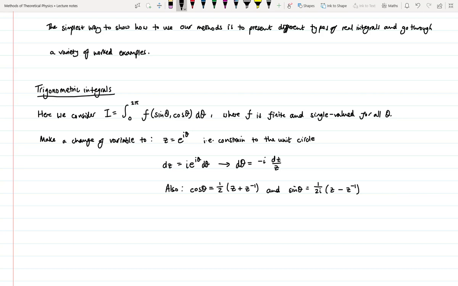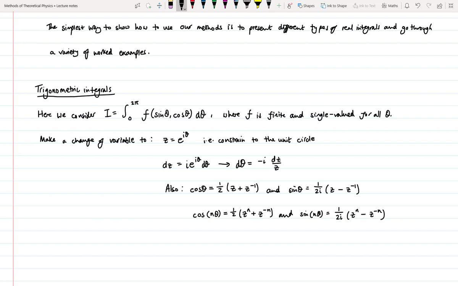You can also deal with multiple angles by taking, for example, cos n theta is a half z to the n plus z to the minus n, and sine of n theta is 1 over 2i z to the n minus z to the minus n.